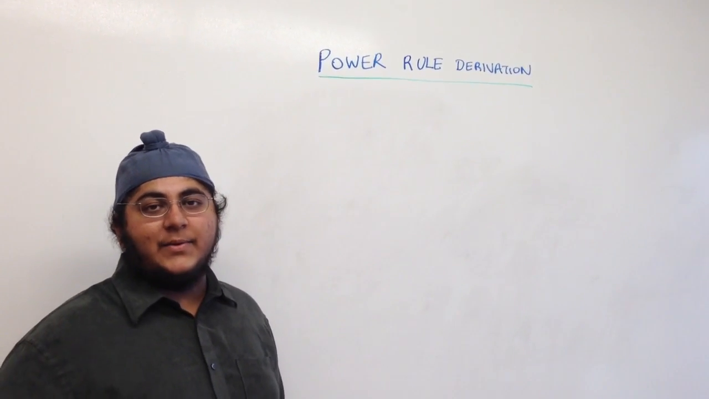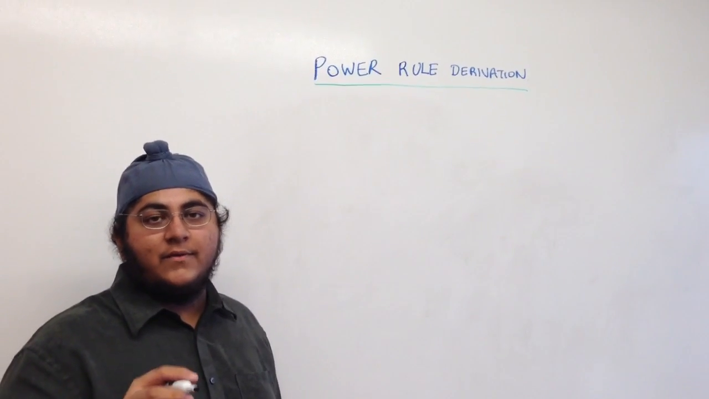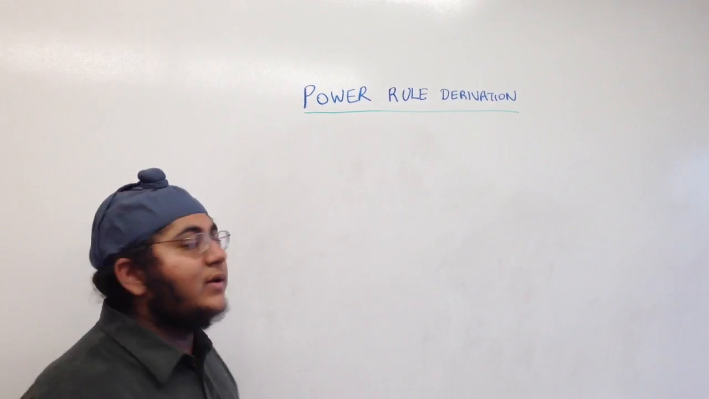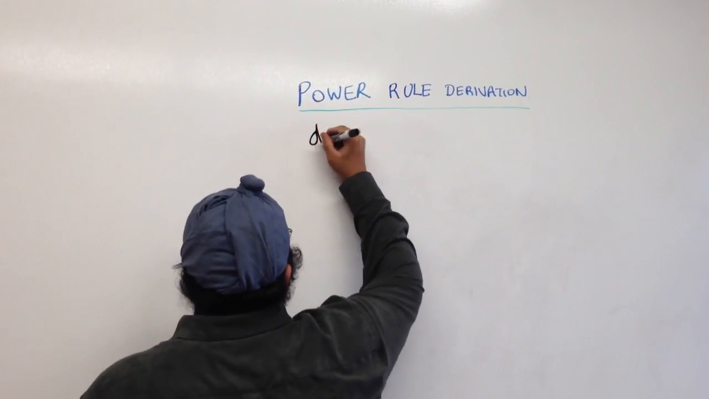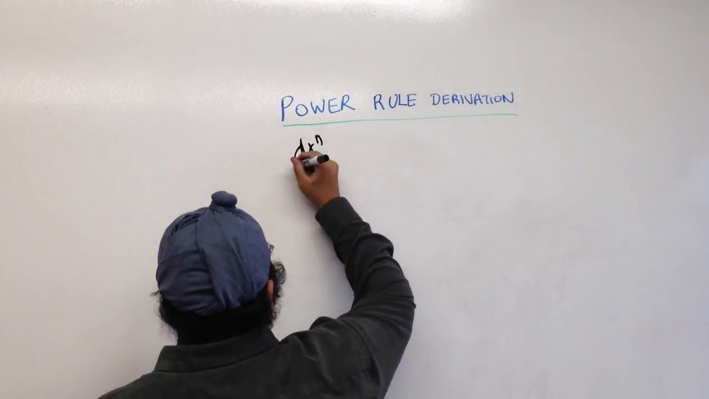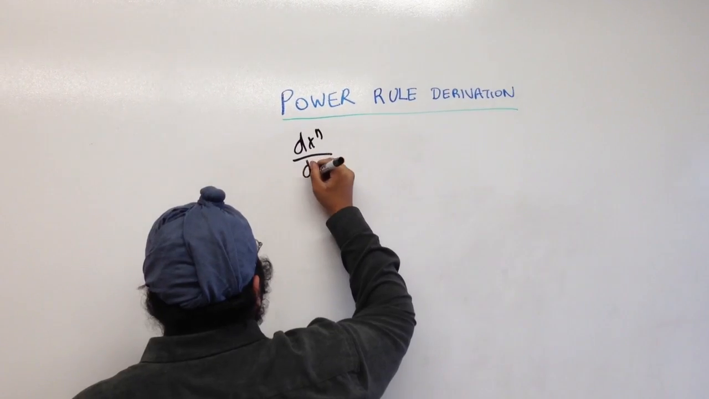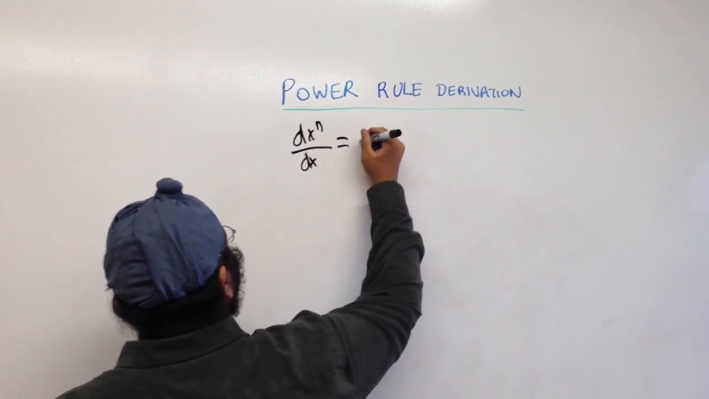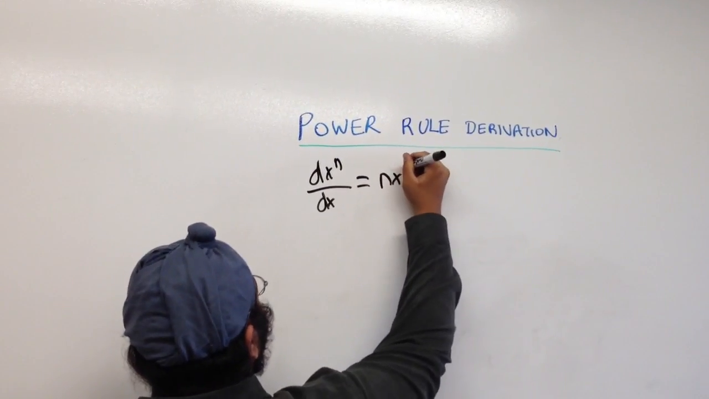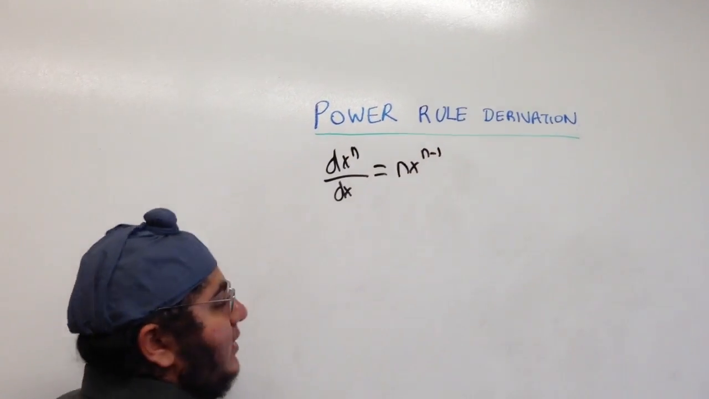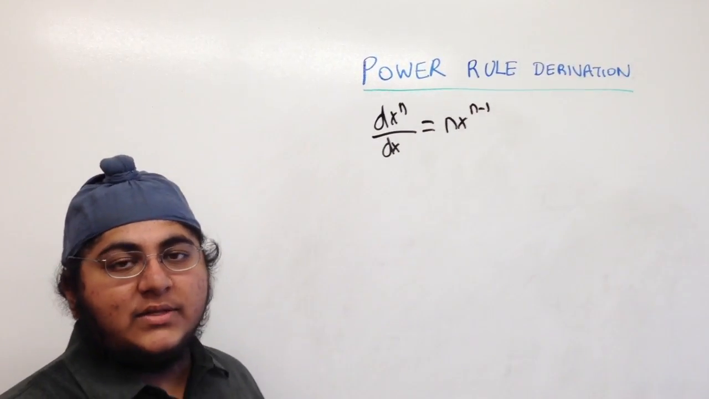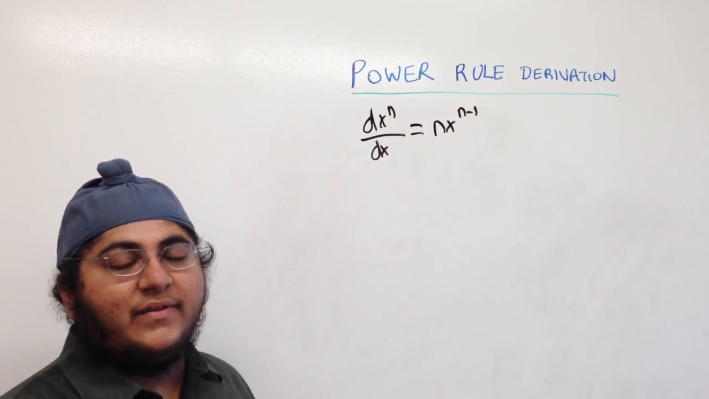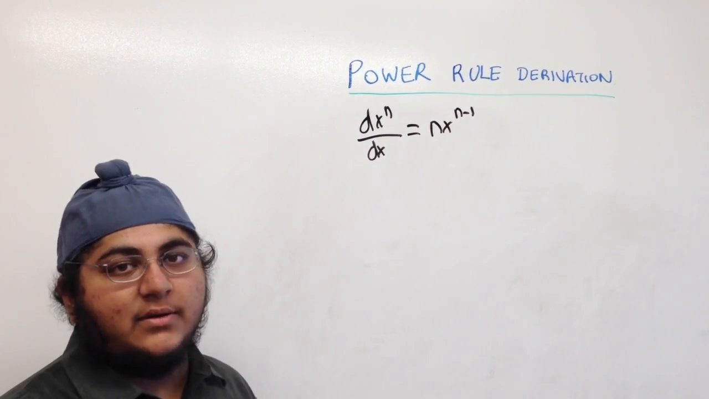Hi, today we're going to derive the power rule. First, what is the power rule? The power rule is the derivative of the function x to the n with respect to x. This being equal to nx to the n minus 1. With this rule, we can find the derivative of any polynomial function.